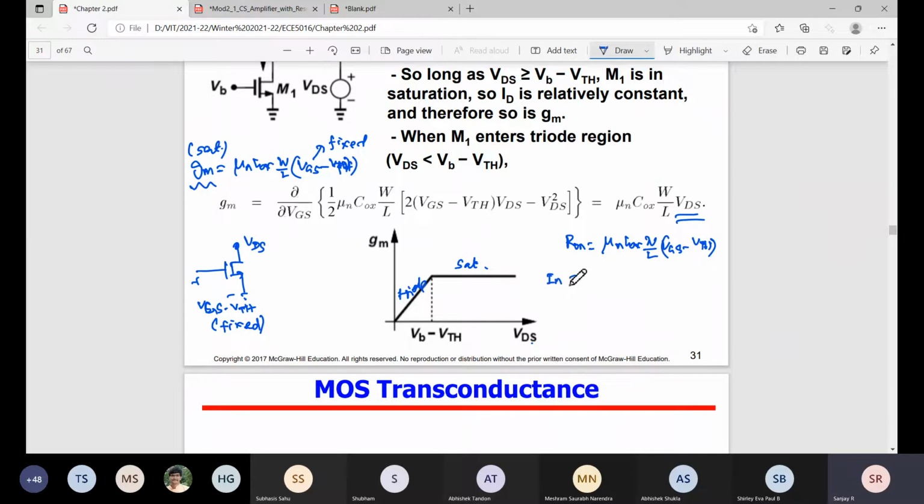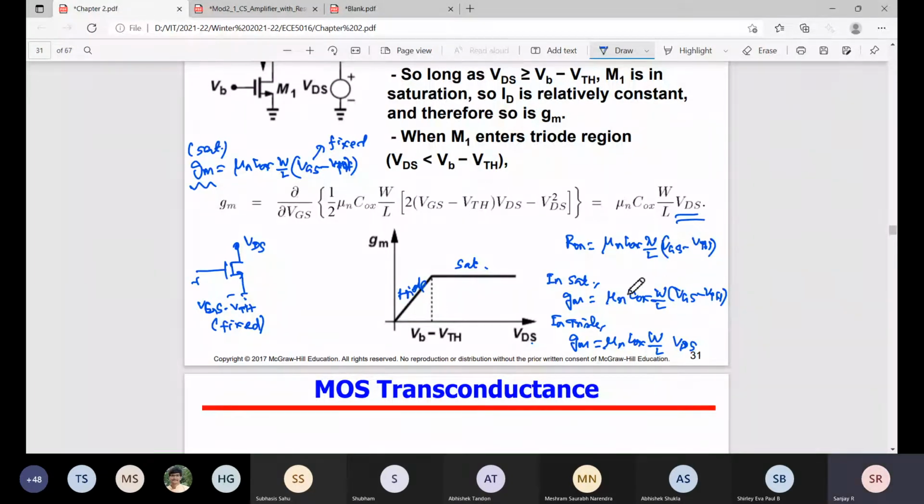In saturation, what is GM? Mu n Cox W by L into (VGS minus VTH). Fine. So in the triode region, you can derive this formula: GM equals mu n Cox W by L VDS. You can see in the saturation region, whatever VDS we vary, it is always constant. In the triode region, it depends on VDS. That's why GM is not constant and it is also decreasing.